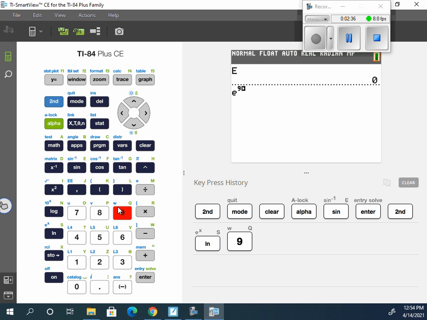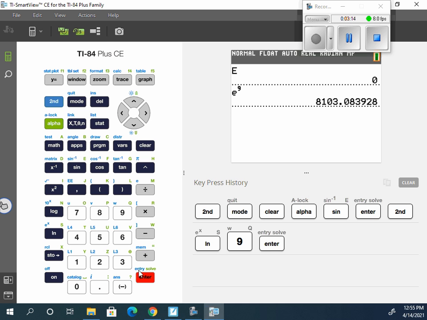And for the one we just have, e to the 9th is going to be 8,103.083928. So this here would be e to the 9th. Any questions on this one here? All right, let's look at the next one.